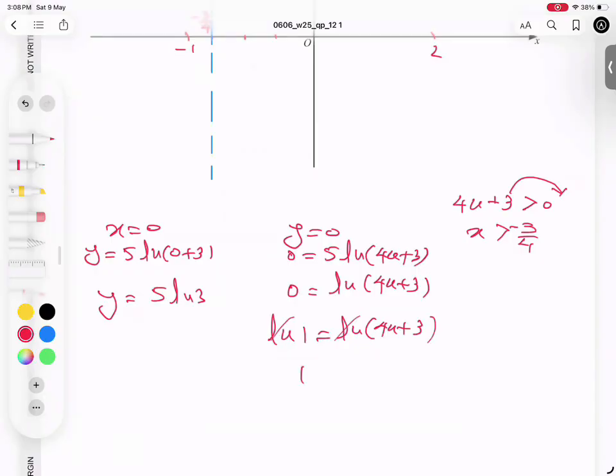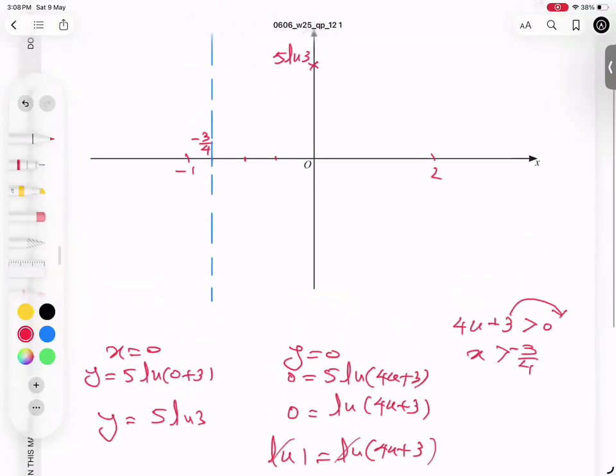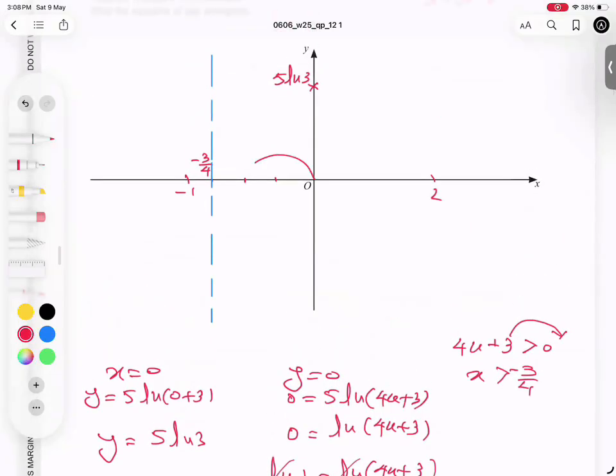Log cancel, 1 is equal to 4x plus 3. Why is this 4 marks? The reason is very clear to us why this is a 4-mark question. I got negative half, and negative half is the x value. This is negative half.